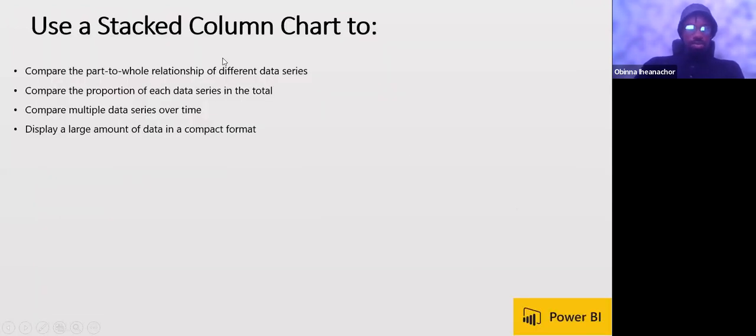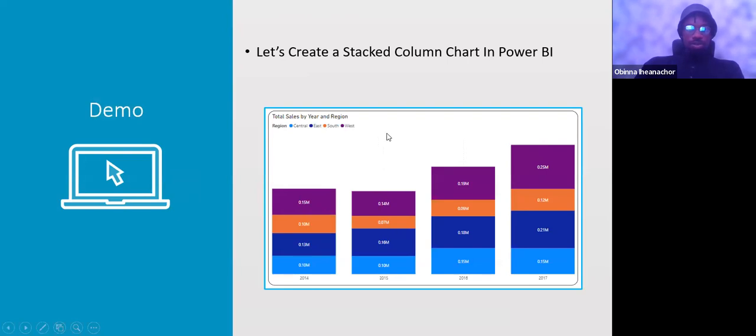So use a stacked column chart when you're comparing part-to-whole relationships of different data series, when you're comparing the proportion of each data series, when you're comparing multiple data series over time, and to display a large amount of data in a compact format. So let's see a demo of how to make a stacked column chart in Power BI.